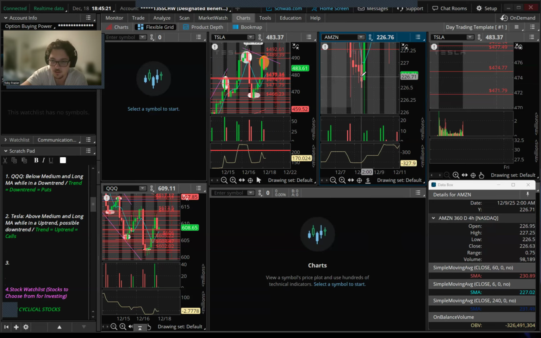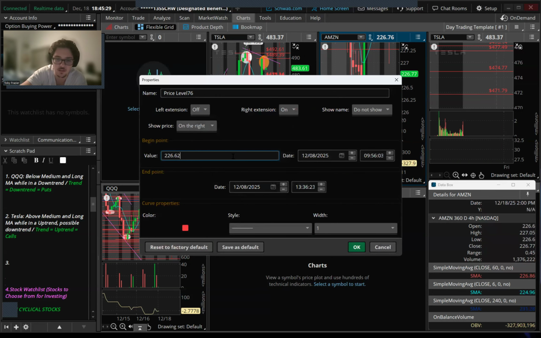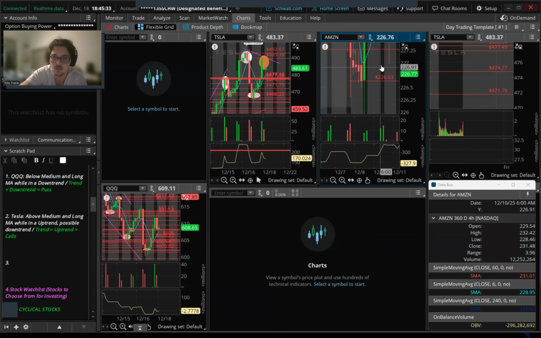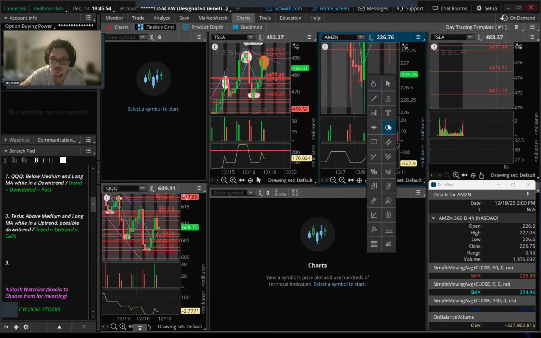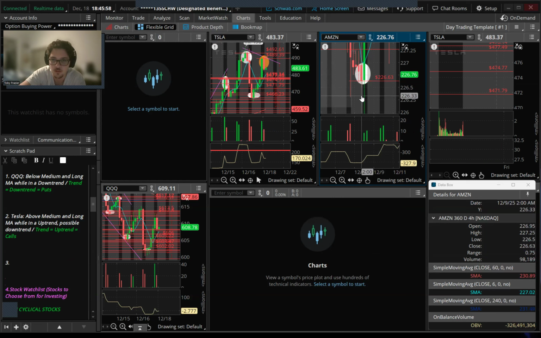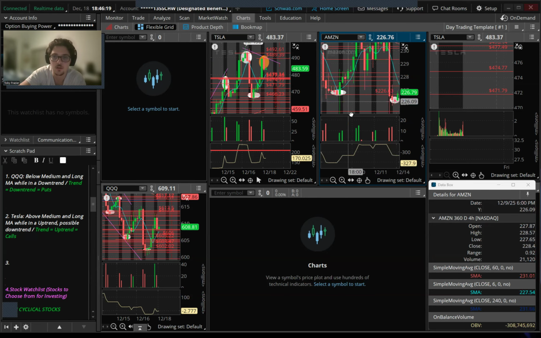Close at 63, open at 65. So it closed at 63 cents on the level, and then opened at 65 cents. So that's our swing low.